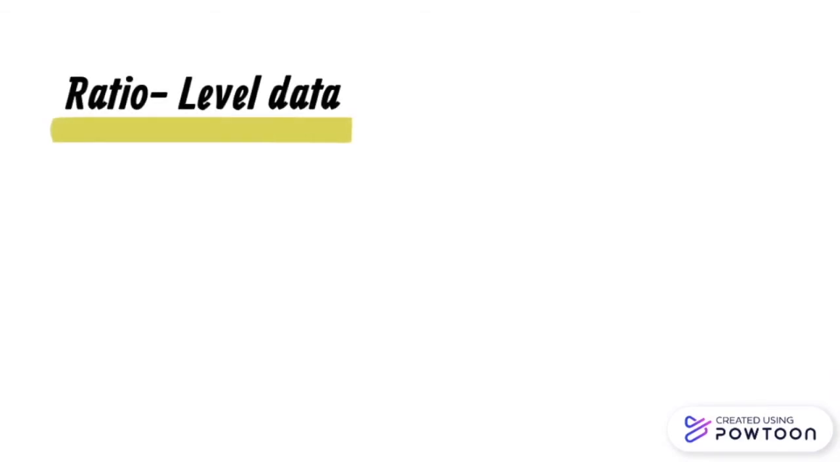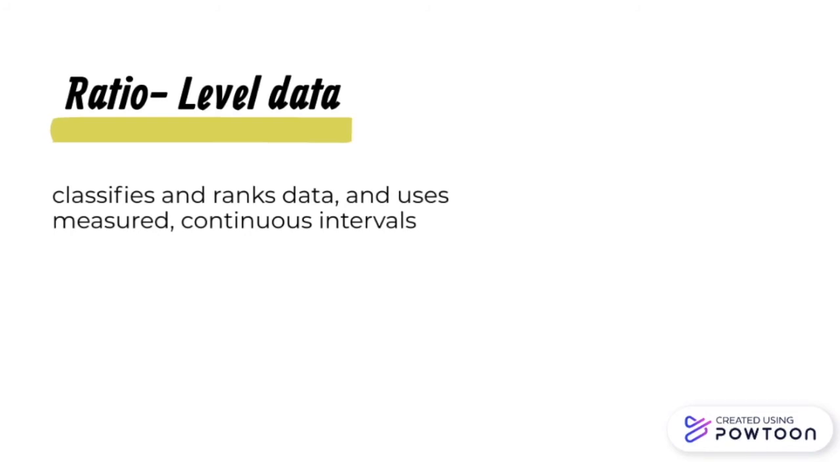Next is the ratio level data. Ratio data classifies and ranks data and uses measured continuous intervals, just like interval data. However, unlike in interval data, ratio data has a true zero. This basically means that zero is an absolute, below which there are no meaningful values.